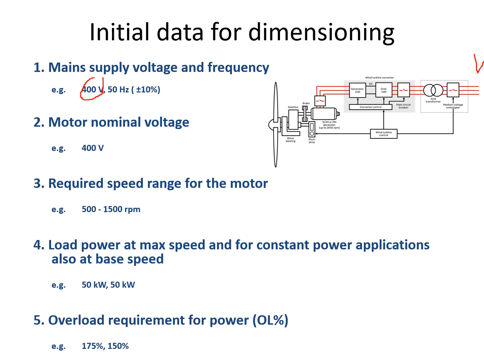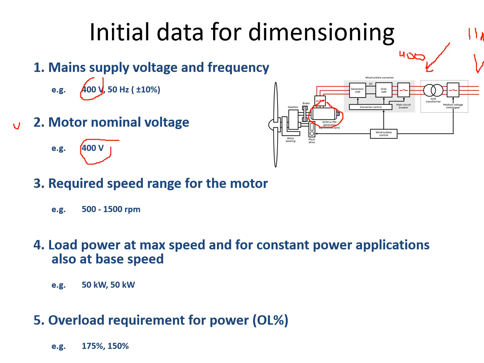Next thing is motor nominal voltage, motor or generator. It's an electric machine. So what kind of motor are we going to use? If on the grid side we have, say, 11 kilovolts, of course our transformer can help us bring the voltage down to the level we need, to 400 volts, for example. And then this voltage will be the voltage of our motor.